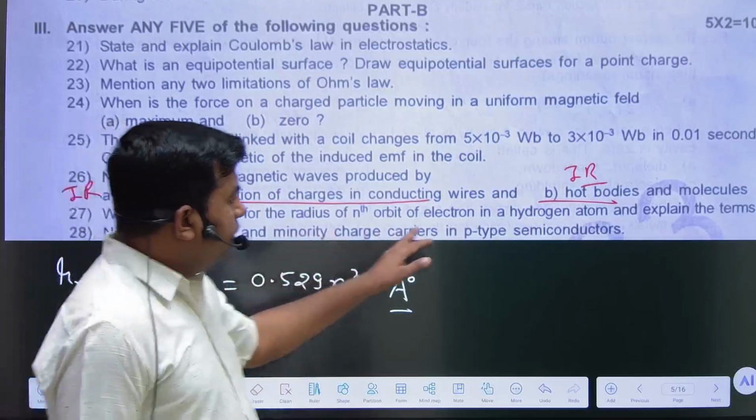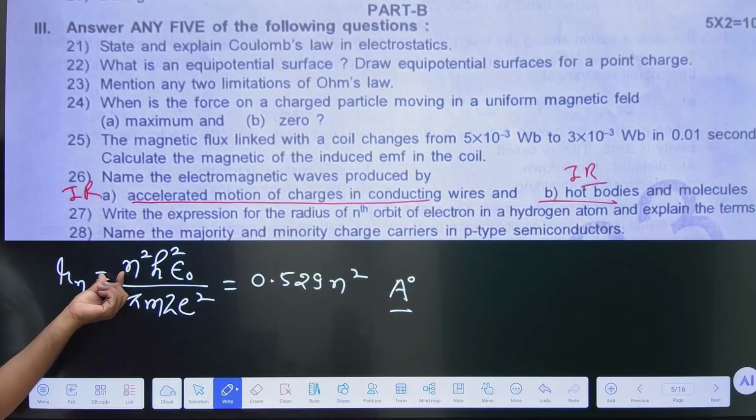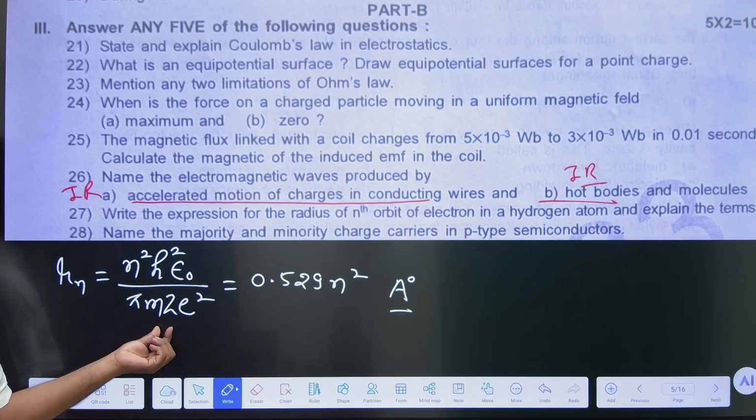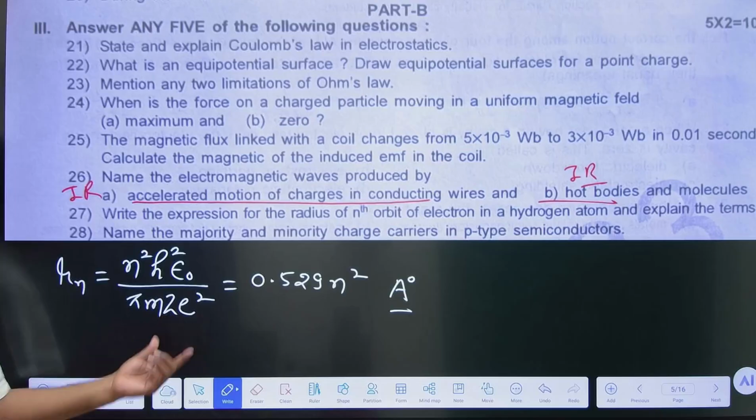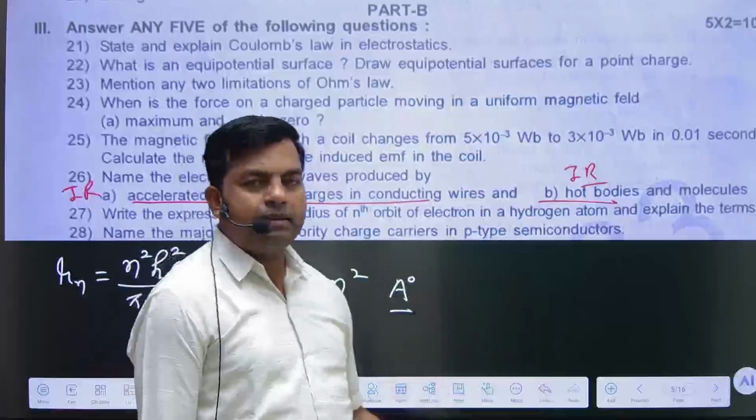Okay, and explain the terms. So we have to explain here all the terms. n equal to number of orbit, h is Planck constant, epsilon naught is permittivity of air or free space, pi is constant, m is mass of electron, z is atomic number, and e is charge of electron. Okay, next one is: name the majority and minority charge carrier in p type.